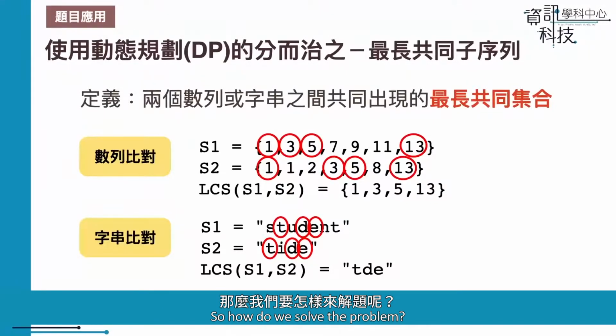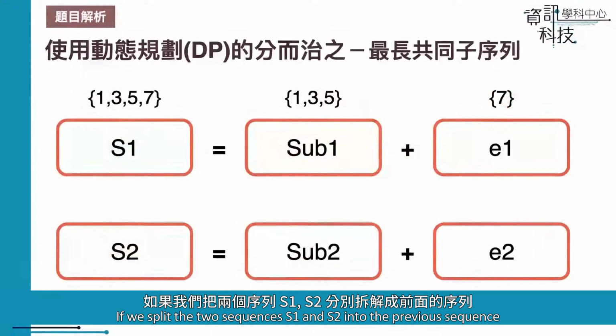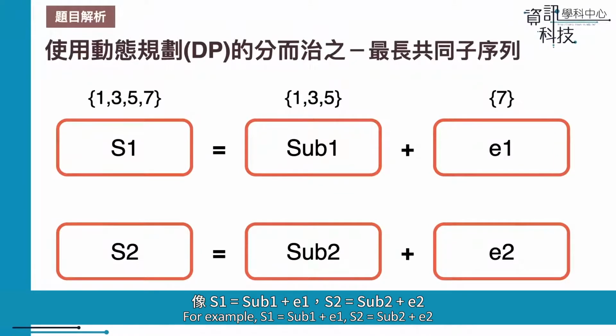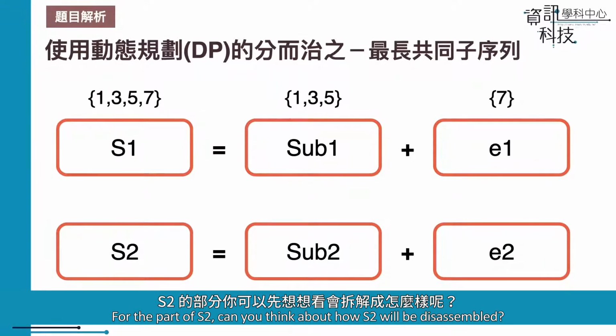So, how do we solve the problem? If we split the two sequences S1 and S2 into the previous sequence plus the last element, for example, S1 equals sub 1 plus E1, S2 equals sub 2 plus E2, then we can assume that S1 is 1, 3, 5, 7, sub 1 is 1, 3, 5, and E1 will be 7. For the part of S2, can you think about how S2 will be disassembled?